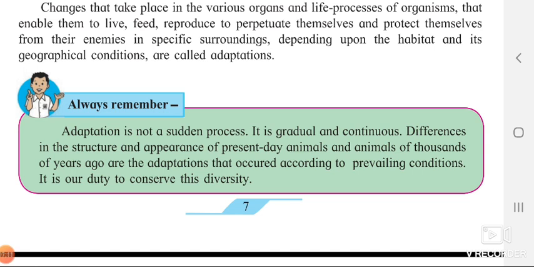Gradual means slow change which takes a long time, and it is also continuous. The differences in the structure and the appearance of the present day animals and animals of 1000 years ago are adaptations that occurred according to the prevailing conditions. So earlier animals and the animals which are present now, there will be slight changes in them. So why do these changes occur? Yes, these changes occur because these animals tried to adapt themselves in that particular surrounding.